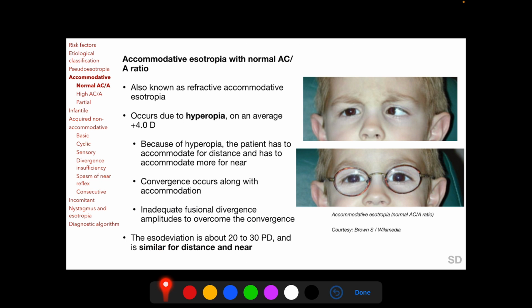In contrast, in accommodative esotropia with high AC by A ratio, we will find that the refractive error is in the normal range and the esodeviation is more for near fixation as compared to esodeviation for distance fixation.